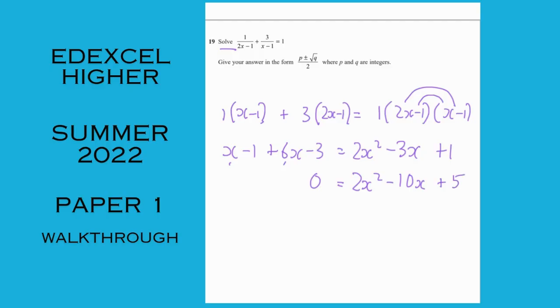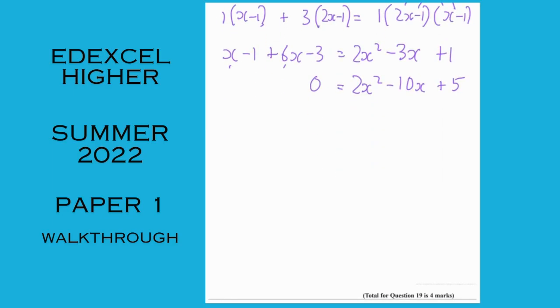Now you can see the form it wants it in, so it could be complete the square if you wanted to. It's definitely not factorise, but I'm going to go for formula, where a is 2, b is negative 10, and c is 5. So minus b becomes positive 10. B squared is 100. Minus 4 times 2 times 5 is minus 40. All that is 60.